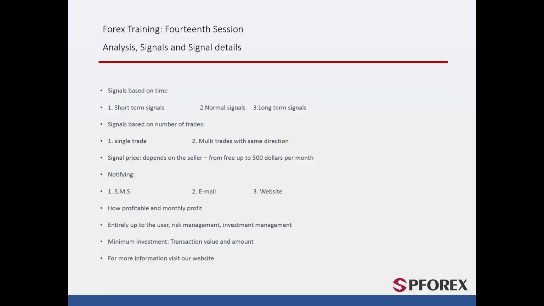Signals based on a number of trades can have different points of entry, so we split them into two categories: A. Single trades, and B. Multi-trades. Here is an example that explains these categories.